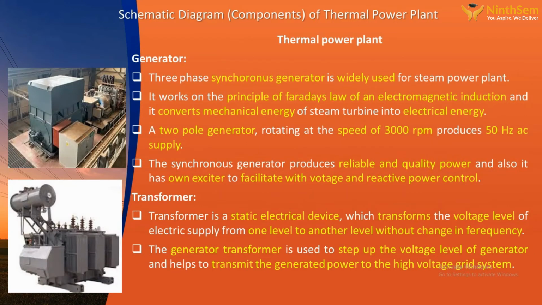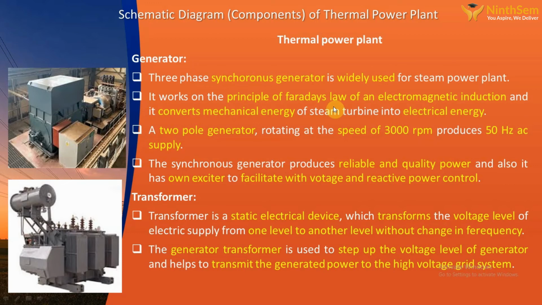So another one is the generator. As we discussed already, the generator is converting the mechanical energy of the steam turbine into electrical energy. Generally, the generator is coupled through a mechanical coupling. It is connected with the turbine. So once the turbine rotates, the generator rotates and produces electricity. The generator produces electricity following Faraday's law of electromagnetic induction. So it converts mechanical energy of the steam turbine into electrical energy.